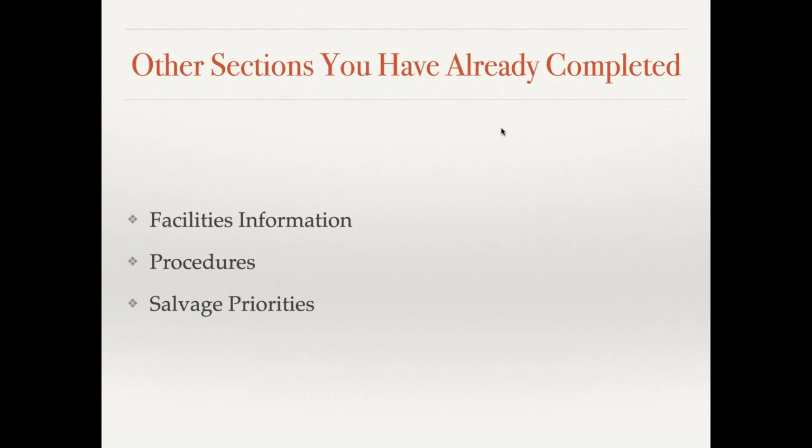At this point, you've done all your risk assessments, so you've probably also completed your facilities information, and you have taken a set of procedures from somebody else and updated them so that they work for your institution. And hopefully you have also pounded out your salvage priorities. So all of that should be fairly self-explanatory, easy to do. You are getting really close to having this written.